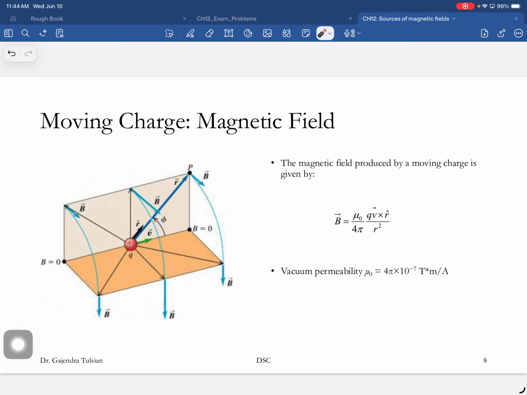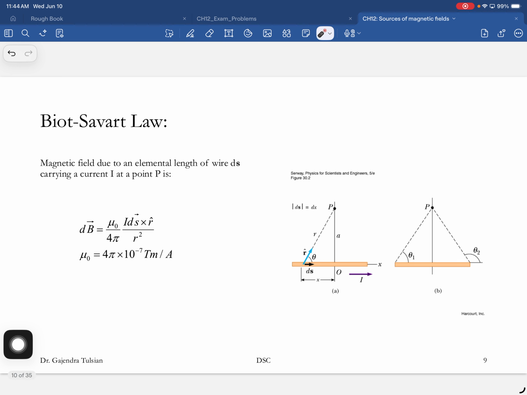So that's the field due to this guy. What if you had 10 charges close by and they were moving at the same speed? What do you think the magnetic field would be at that point? 10 times it. That's the expression here. How do you get a bunch of charges moving? You pass a current in a wire. That's a bunch of charges moving. Each charge is producing a magnetic field there, and you just add them up.